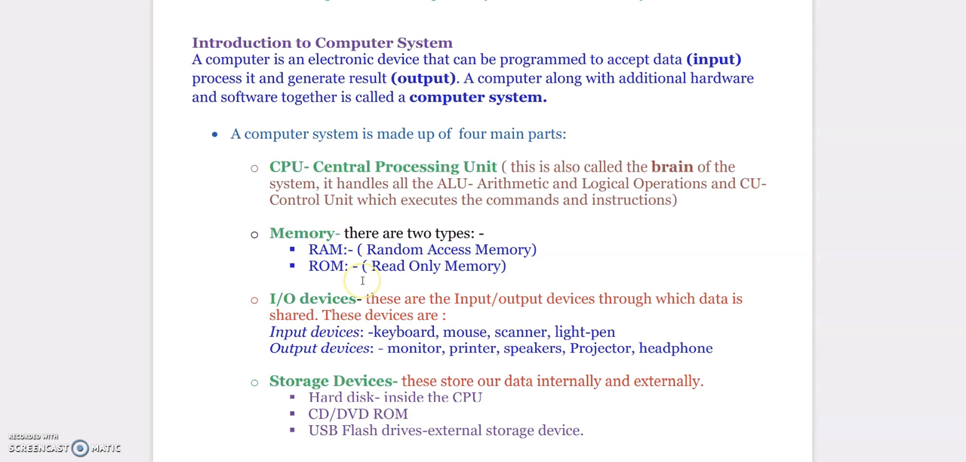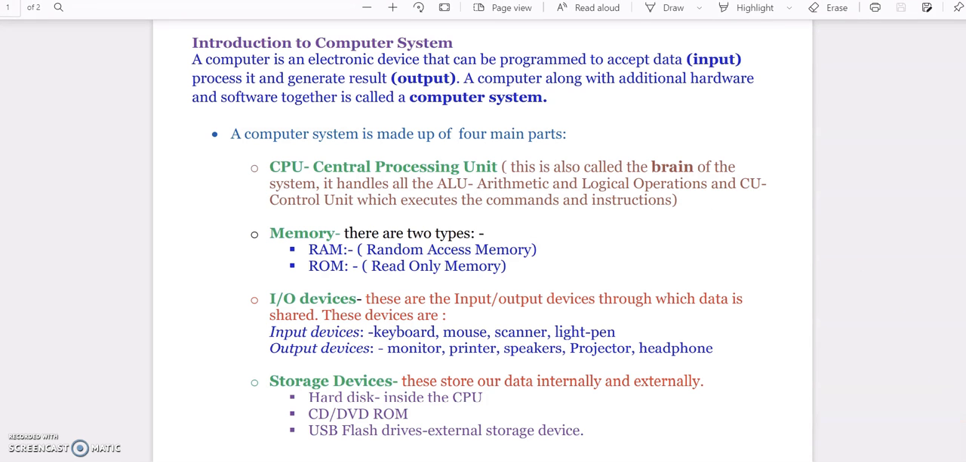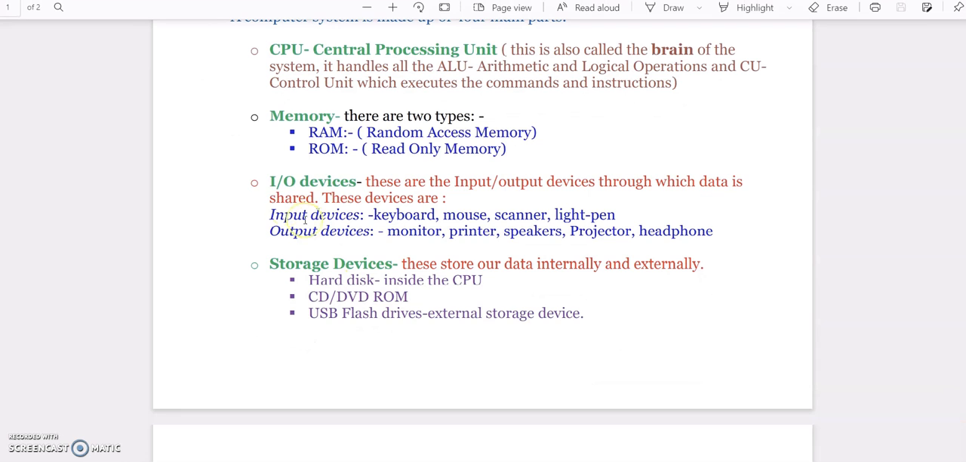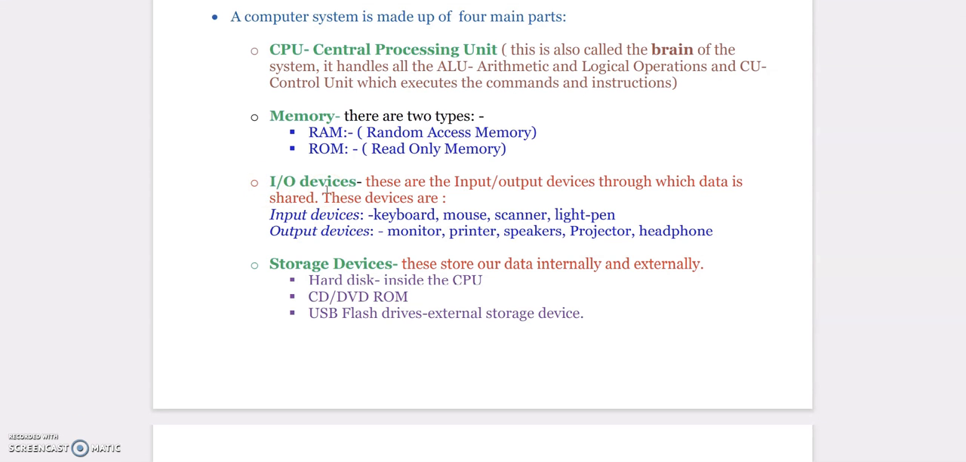Now the second part we have is the memory, and these are of 2 types, the RAM, random access memory, and the ROM, read-only memory. We shall study these in detail. The third part is the I/O devices, that is the input-output devices, through which the data is shared. Without these devices, we cannot put data input or take output from the computer.